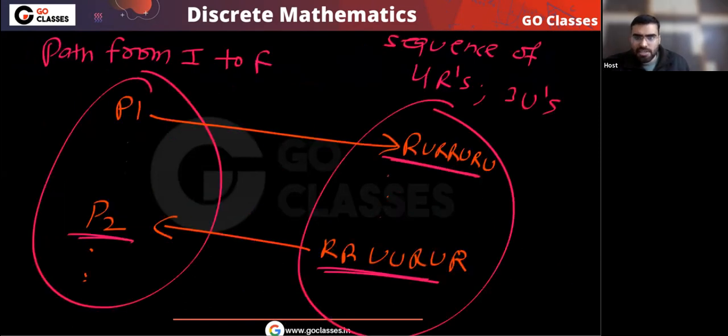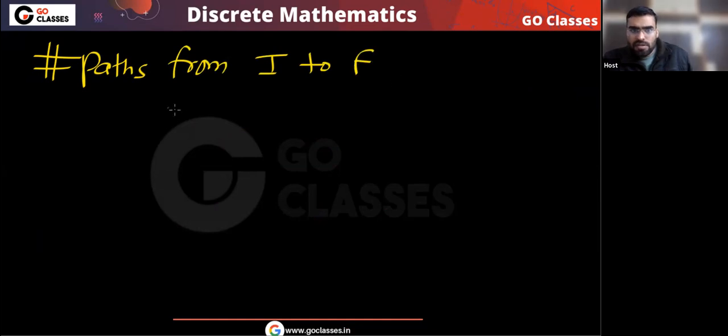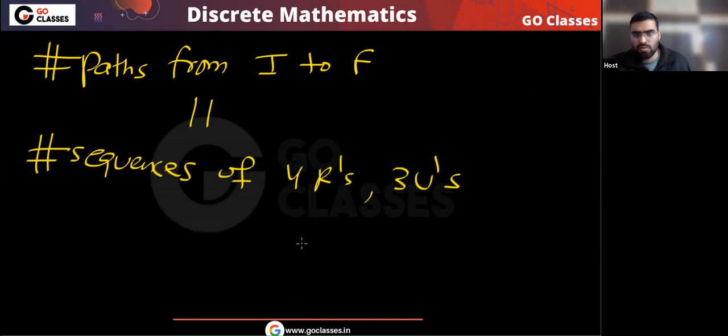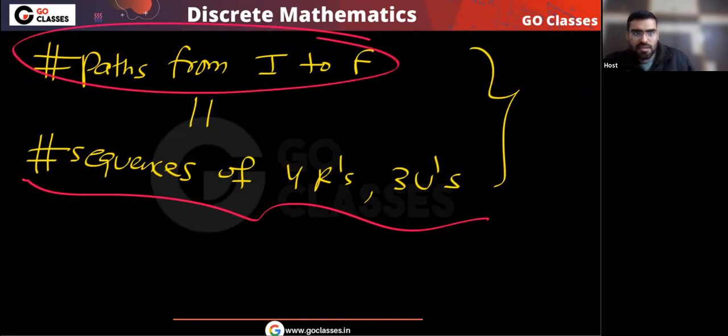So I can say the number of paths is equal to the number of sequences of 4 R's and 3 U's. So finally, how many sequences are there? Just count it. This is the final conclusion: the number of paths from I to F is equal to the number of sequences of 4 R's, 3 U's. Yes or no? Actually, this is our target. The question is asking this. Now to find this, we can very easily calculate it.